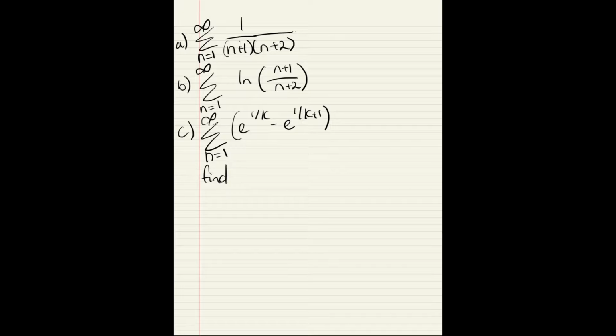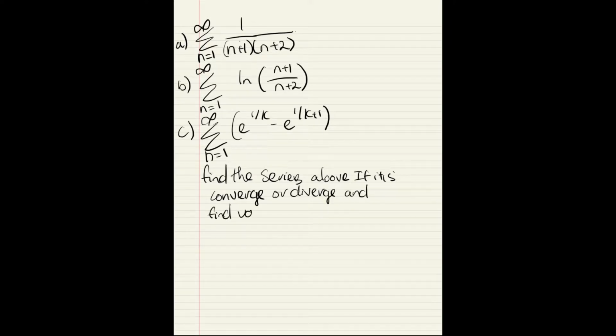Find the series above, if it converges or diverges, and find the value of the series. The series of n equals 1 of 1 over (n plus 1) times (n plus 2).